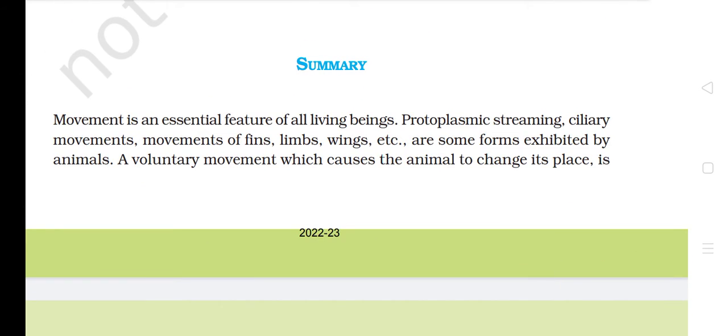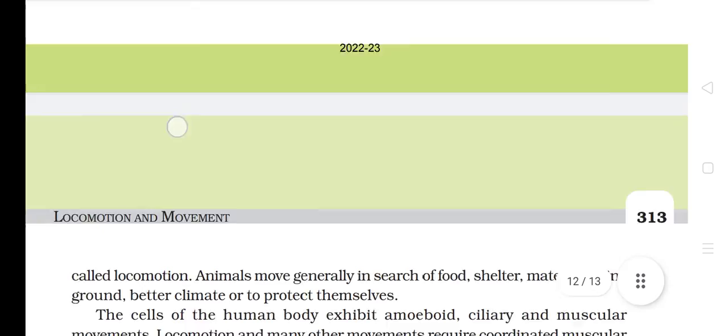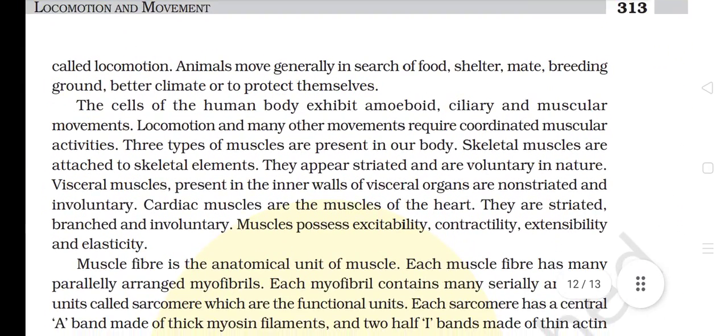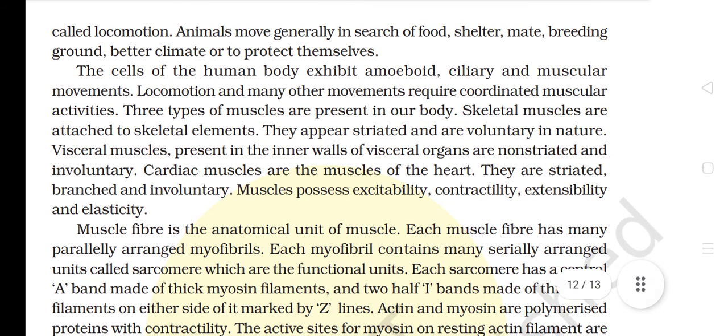Summary. Movement is an essential feature of all living beings. Protoplasmic streaming, ciliary movement, movements of fins, limbs, wings, etc. are some forms exhibited by animals. A voluntary movement which causes the animal to change its place is called locomotion. Animals move generally in search of food, shelter, mate, breeding ground, better climate, or to protect themselves. The cells of the human body exhibit amoeboid, ciliary, and muscular movements.